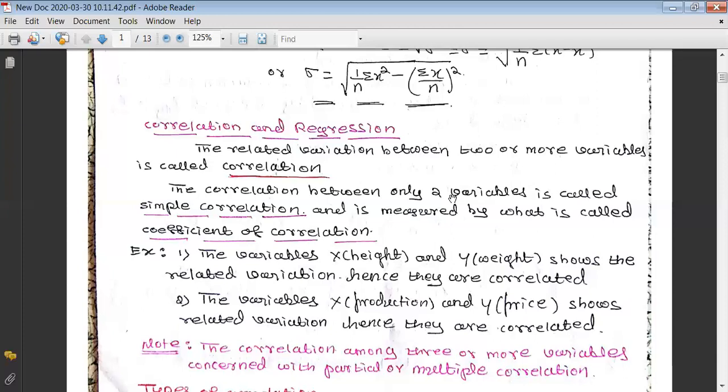In a similar fashion, whenever we find a shortage in the production of vegetables, we find a hike in the prices of the vegetables. In this case also, we observe that both are showing the related variation. Hence, we say that these two variables are also correlated. We can confirm it.